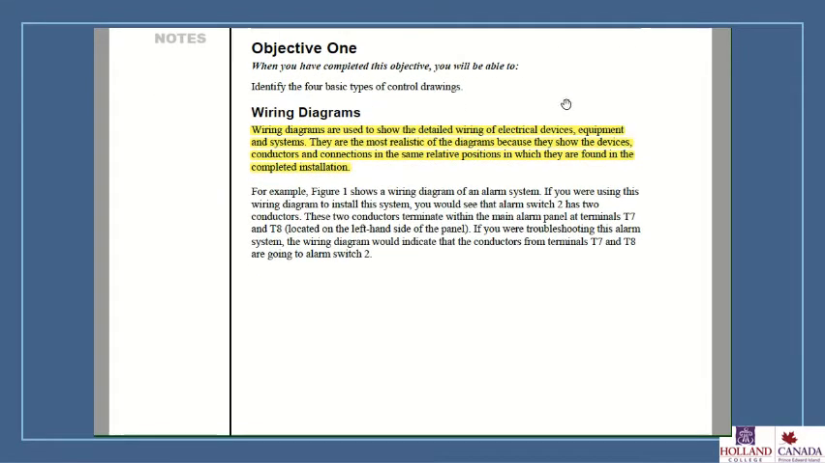When you have completed this objective, you will be able to identify the 4 basic types of control drawings. Wiring diagrams. Wiring diagrams are used to show the detailed wiring of electrical devices, equipment, and systems. They are the most realistic of the diagrams because they show the devices, conductors, and connections in the same relative positions in which they are found in the completed installation.